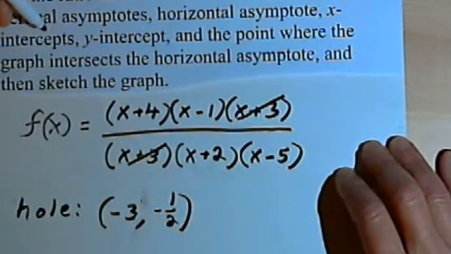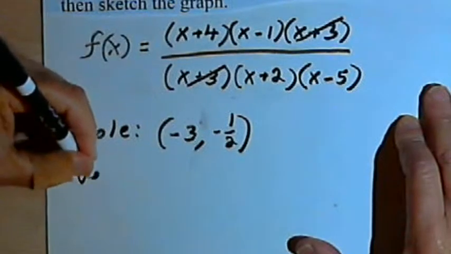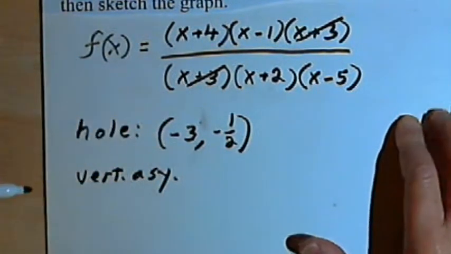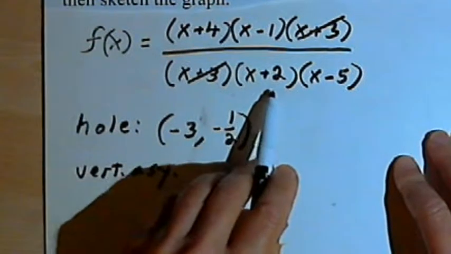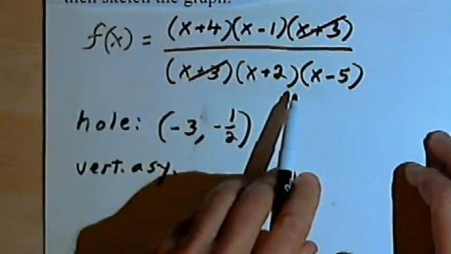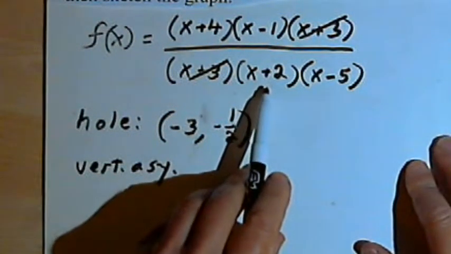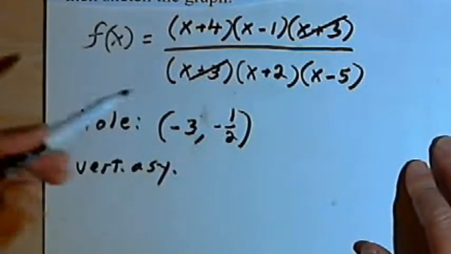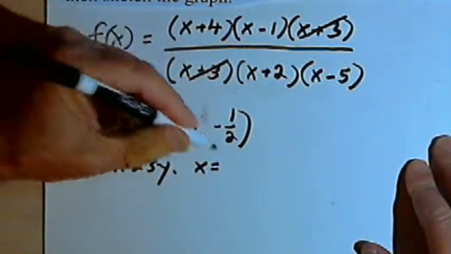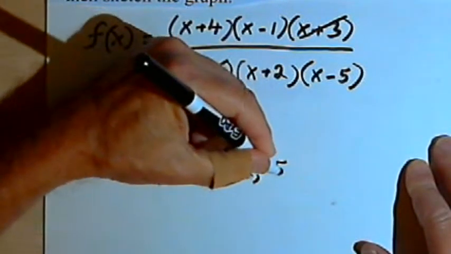We need to find the vertical asymptotes and then the horizontal asymptote. So the vertical asymptotes are going to occur when the denominator is equal to 0. The factored denominator, without that x plus 3 where the hole is, has an x plus 2 and an x minus 5. So we're going to have vertical asymptotes at x equals -2 and +5.